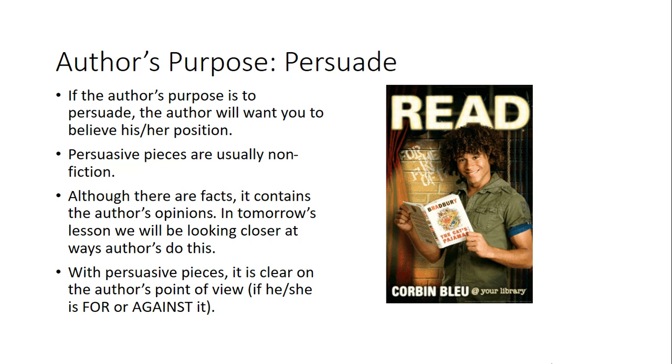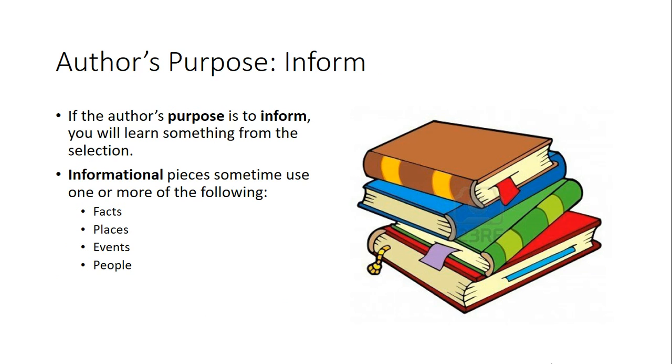And if the author's purpose is to inform, you're going to learn something from the selection. So informational pieces sometimes use one or more of the following. They might use facts, places, events, people. And so they're really just telling you about it. An example of this might be a history textbook. The purpose of a history textbook is to inform you, to instruct you, to teach you. So that would be an example of an informational piece.